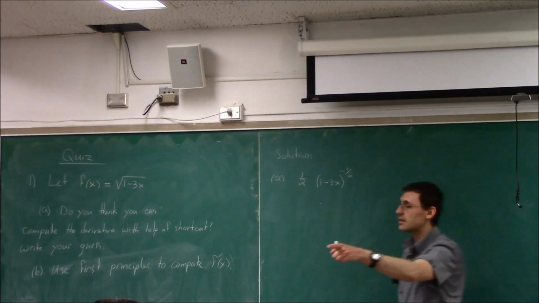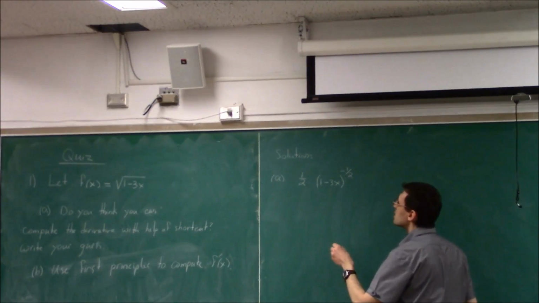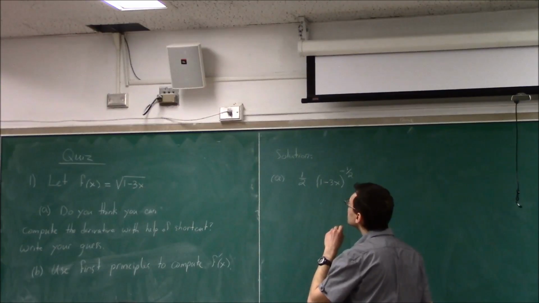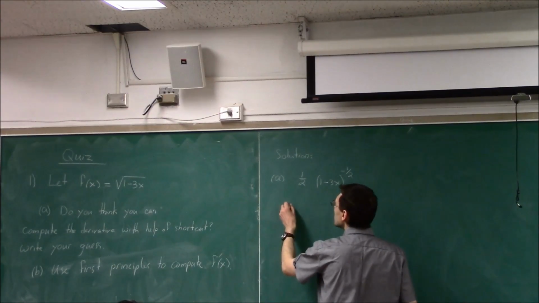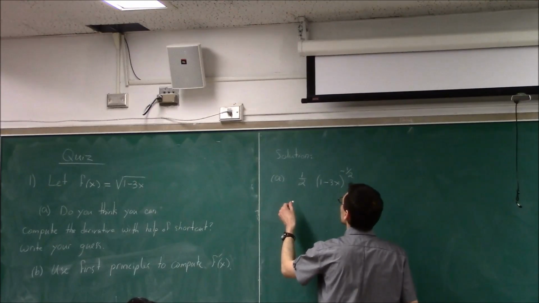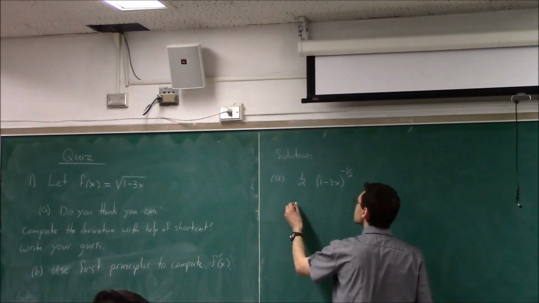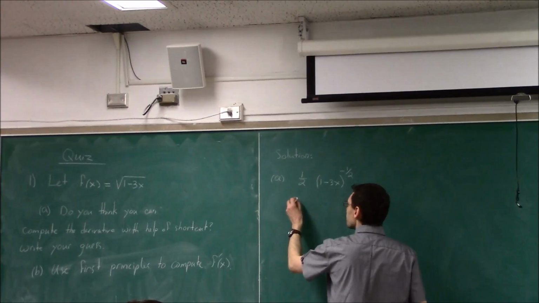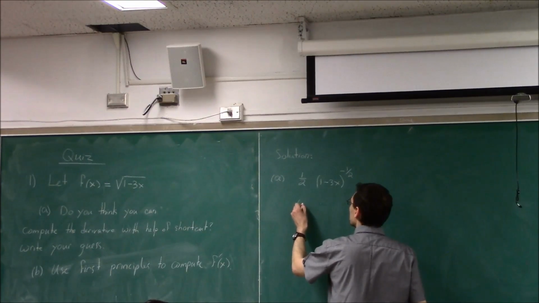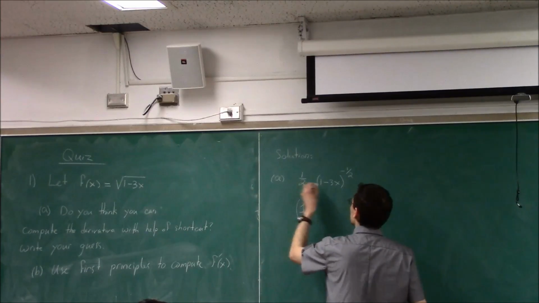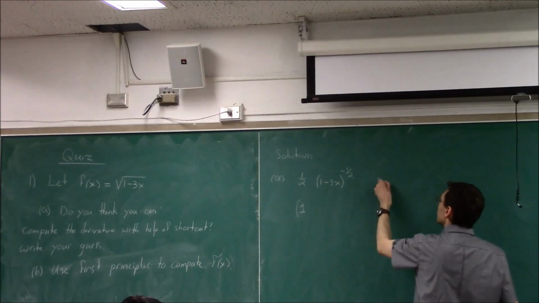Yes? Well, I multiplied each term by, or raised to, the 1/2 power. Tell me what you did. So I did 1 to the 1/2 minus 3x to the 1/2. Okay, I see. And then I applied the power rule. So this is solution 1.